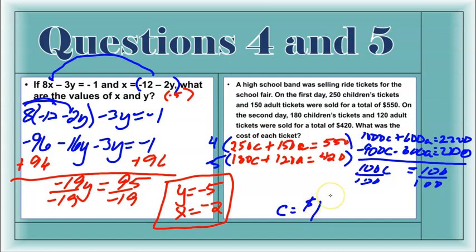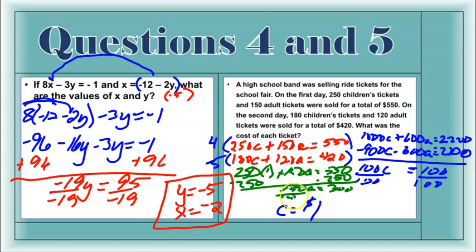Now, if I put 1 in for C in one of the two equations, I can now solve for A. So I'm going to put it in the top one. So we have 250 times 1 plus 150A equals 550. So I'm going to subtract the 250 on both sides, and that leaves us with 150A equals 300. Now if I divide this by 150, the adult tickets would cost $2.